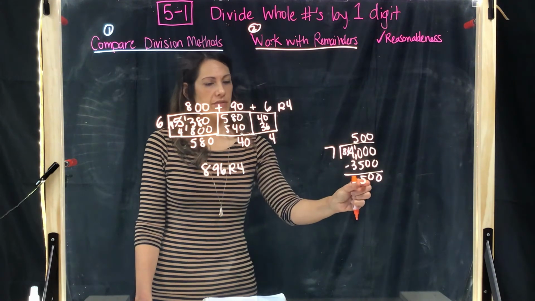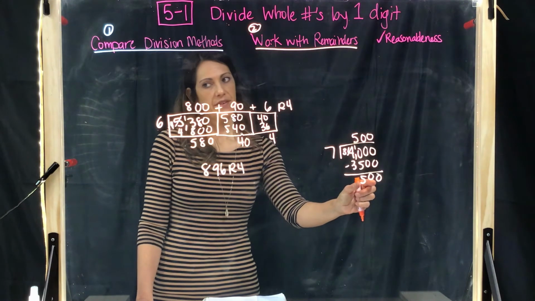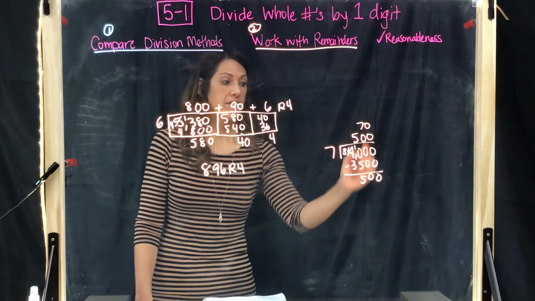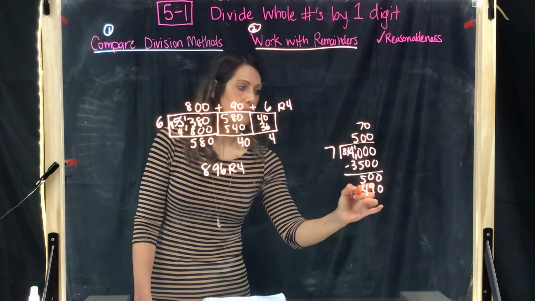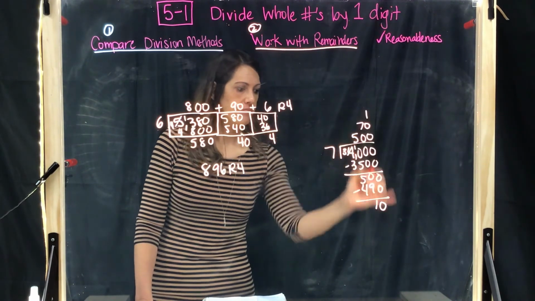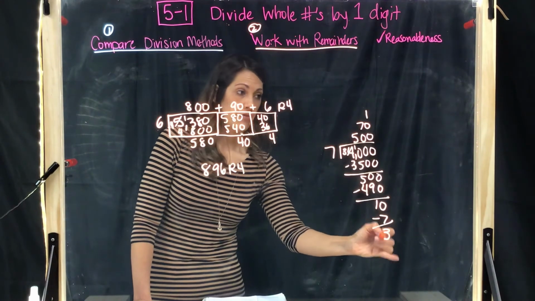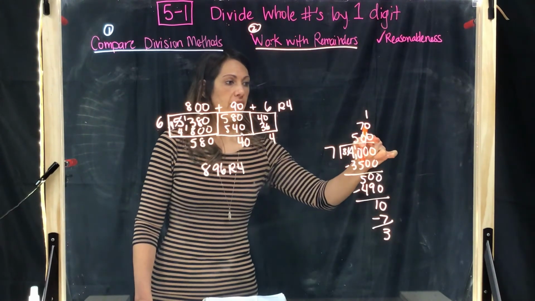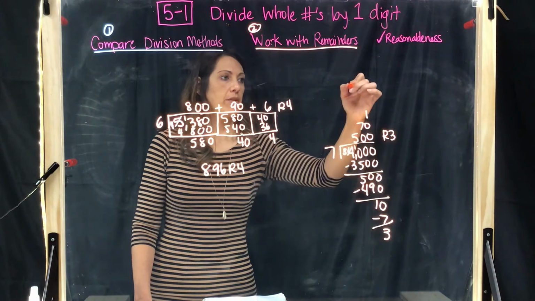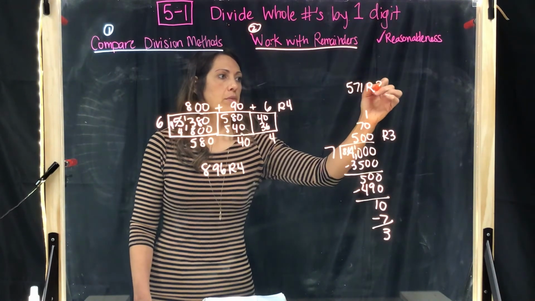So 7 goes into 500. Let's see, 7 goes into 5. Nope, 7 goes into 50. 7 times 7 is 49. So 7 times 70 would be a 49 with a 0. Ooh, got 10 left over. 7 goes into 10 one time. And I've got 3 left over. So I would take those numbers, 570 and 1. And I have a remainder 3 here. So that would look like 571, remainder 3.